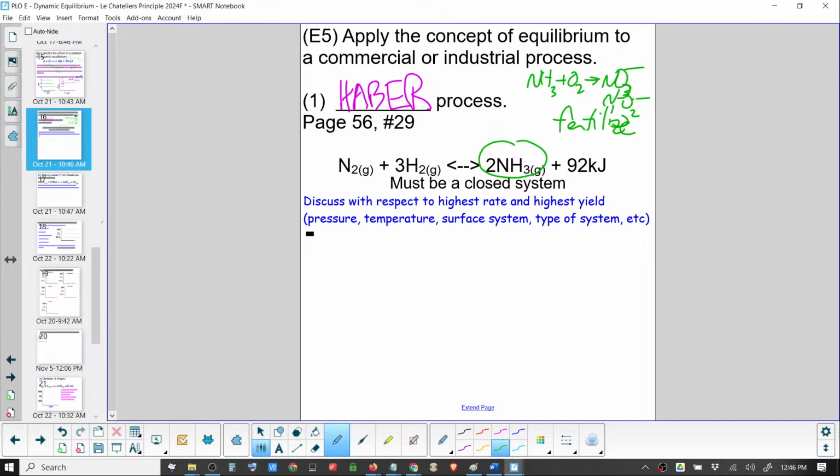Good, the board will start with you. What's the first thing you would change? I would decrease the volume by increasing the pressure.